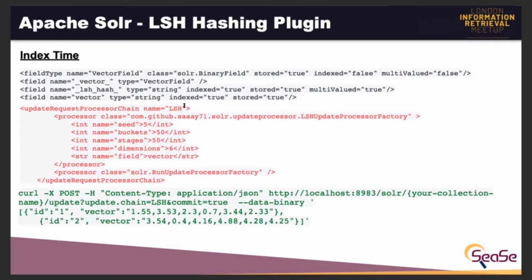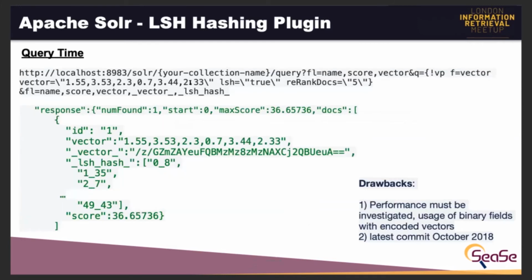With this specific plugin, you need to specify an update request processor chain that is going to calculate effectively the local hashes for the vector. So in input, you will push documents with a vector where each element in the vector is going to be comma separated. At query time, again, this is an extension of the previous plugin, actually. So you will see the same query parser, and in addition, the parameter LSH equal true. And the re-rank doc, so you may just basically apply this to a subset of your original result set.